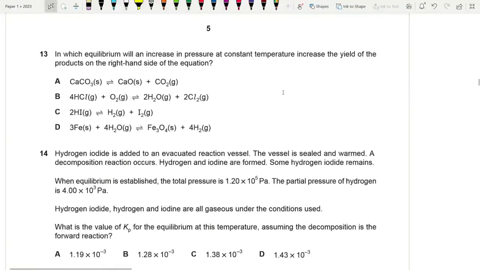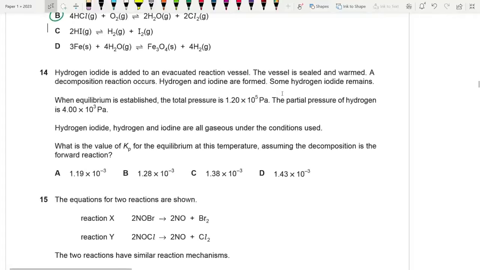13, in which equilibrium with an increase in pressure at constant temperature increases the yield on the right hand side. So let's check the number of gaseous moles. It has 1 over here, 4 here, and 5 here. So if we increase pressure, the equilibrium will shift to the side which has less number of moles. So can't be 1, but the answer is clearly B, since I have 5 on the left but 4 on the right. So if I increase pressure, the equilibrium will move to the right hand side which has less number of moles, 4, to restore equilibrium.